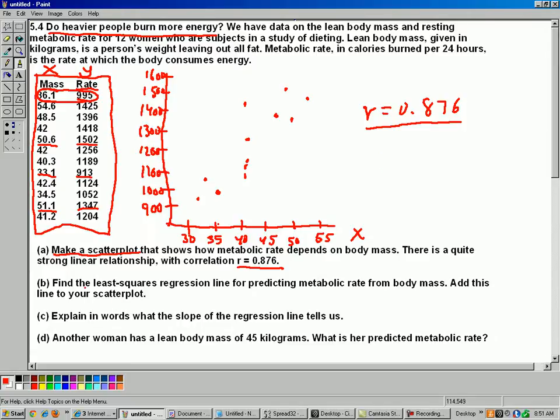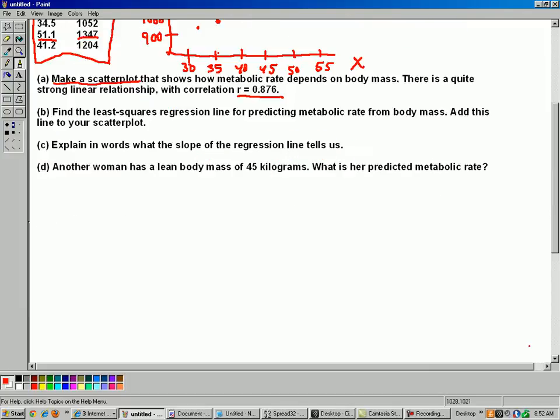Okay, now part B. Find the least squares regression line for predicting metabolic rate from body mass. Add this line to your scatter plot. Okay, this is where all the formulas that I talked about in the earlier lesson come into play. If you remember those formulas, let's write these down here.